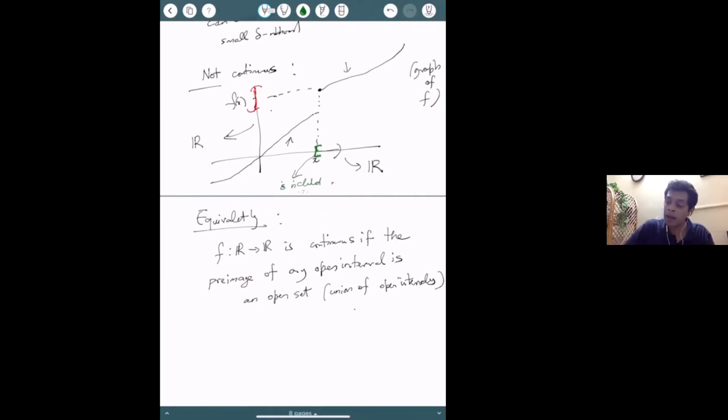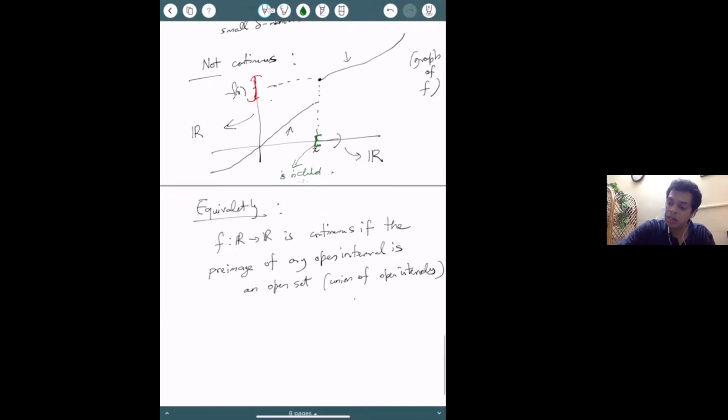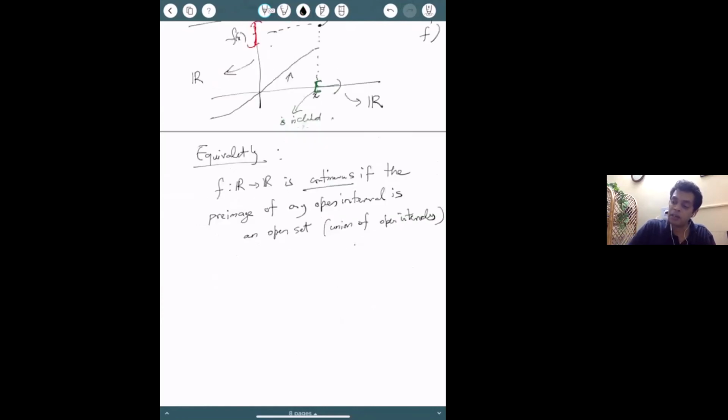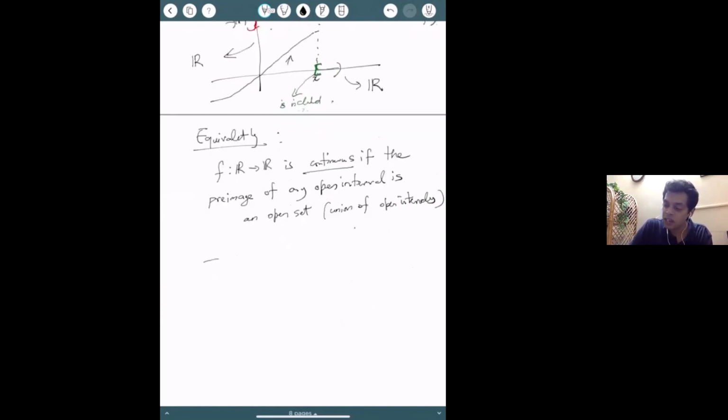All right. And the good thing about this definition of continuity is that it generalizes to various other spaces. For example, whenever X is a metric space. So suppose you have a metric space. A metric space is something with a distance.